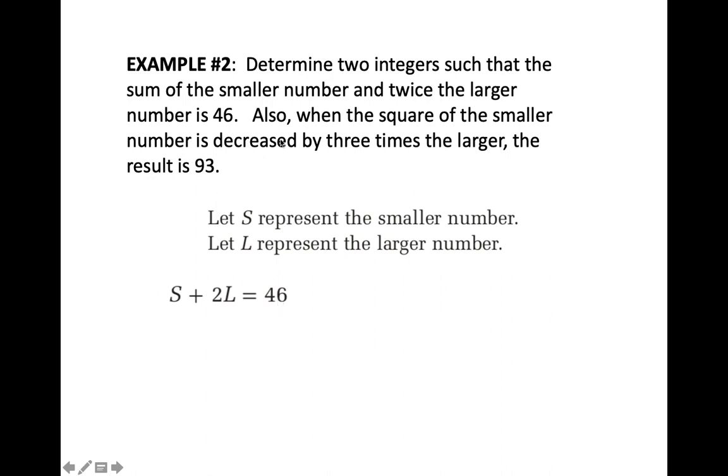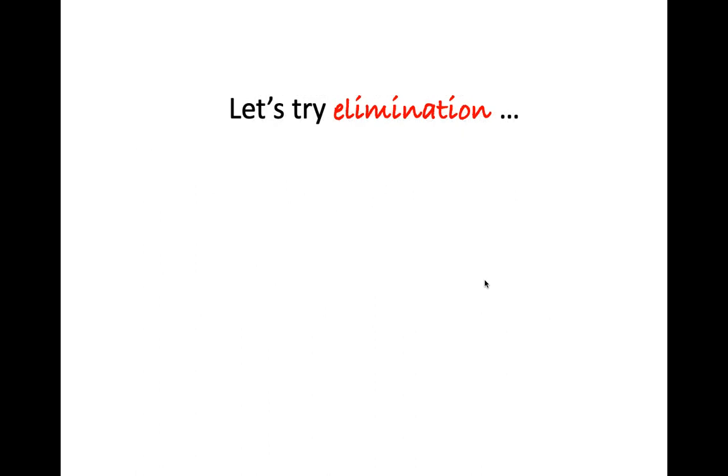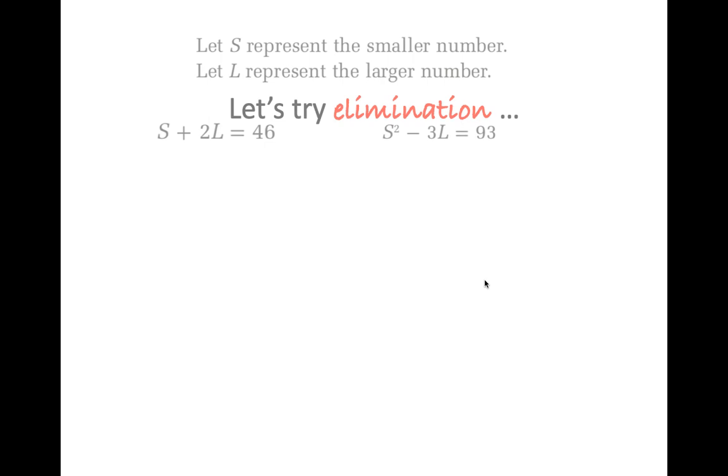And then let's take a look at the next one. Also, when the square of the smaller number, so that means S squared, is decreased, so subtracted by 3 times the larger, so 3L, the result is 93. And so when I go ahead and put that one down, I'm looking at this equation. So now all that remains is for me to actually solve these guys. So I take a look at them, try to make a decision on what I'm going to actually do. And let's go with elimination, I guess.